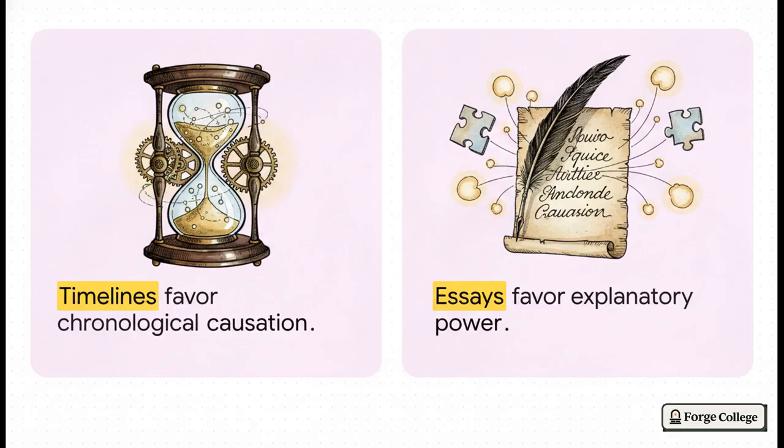Basically, you care deeply about what specific event caused the next event to happen. But if you're writing an essay, you need to favor explanatory power, meaning you care way more about why this innovation actually matters for proving your specific thesis.